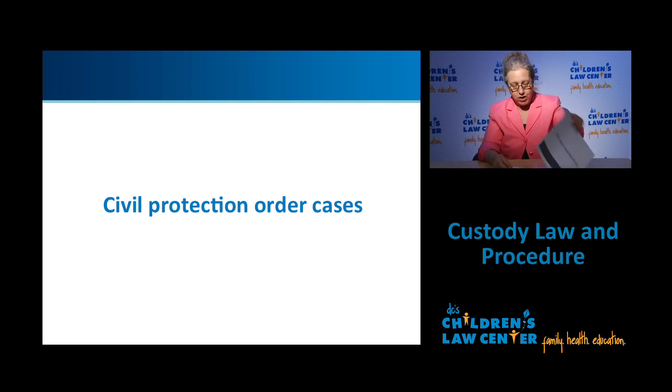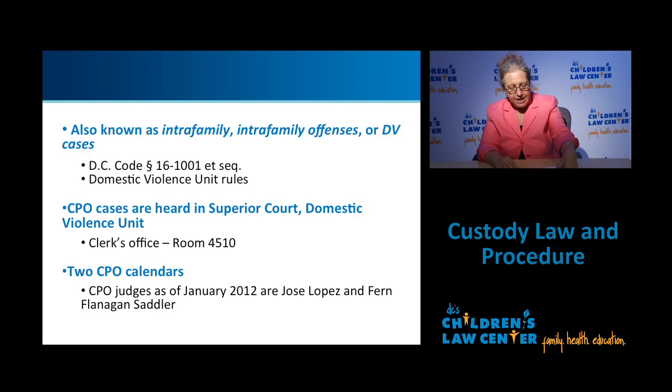So that's kind of the life cycle of a DRB case, kind of the procedural process for a domestic relations case. I want to walk you really quickly through the life cycle of a civil protection order case, because it's a little bit different. These cases are also known as intrafamily cases or intrafamily offenses cases or DV cases. Again, they are creatures of statute, and there are court rules that govern the procedure in these cases.